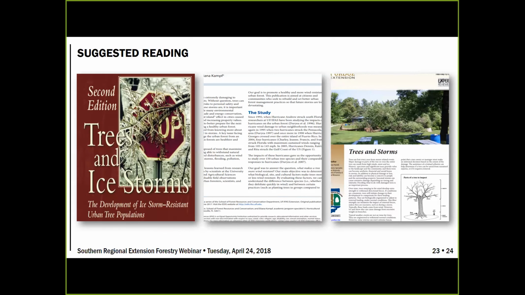The middle one there, and it looks like my graphics didn't work out very well here, is taken from the University of Florida. And then the one on the right is a Purdue University publication. I apologize for the graphics not displaying correctly here. If you want me to send you the citation for those 2 publications, I'll be happy to do that.